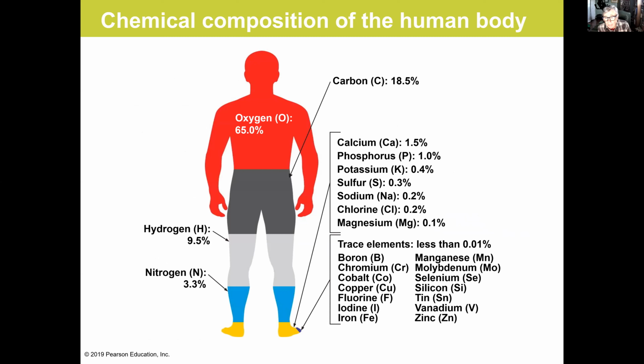And then we have a bunch of smaller ones: calcium, phosphorus, potassium, sulfur, sodium, chlorine, magnesium. Those are in fair concentrations. And then you get the real trace elements: boron, chromium, cobalt, molybdenum, selenium, vanadium, zinc.